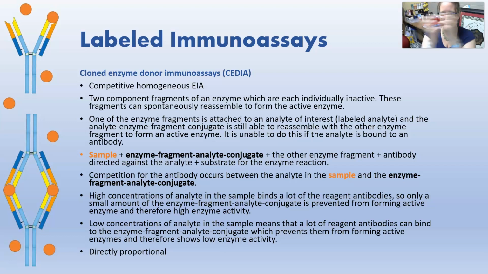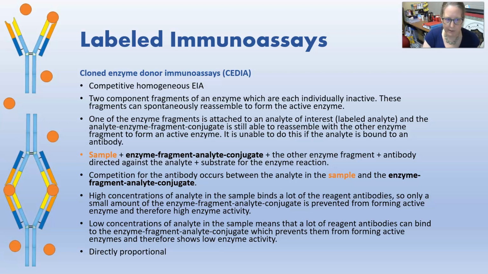So we have part A and part B that have to come together to make the active enzyme. One of the enzyme fragments is attached to the analyte of interest, so it's the labeled analyte, and the analyte enzyme fragment conjugate is still able to reassemble with the other enzyme fragment to form the active enzyme. So it's not in the way for the reaction to happen. If it is unable to do this, it will be because the analyte is bound to an antibody. If the antibody binds, it will block it, but otherwise the labeled part A, if you will, can react with part B to form an active enzyme complex.